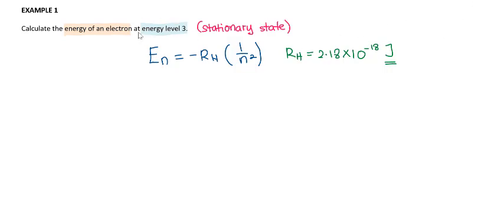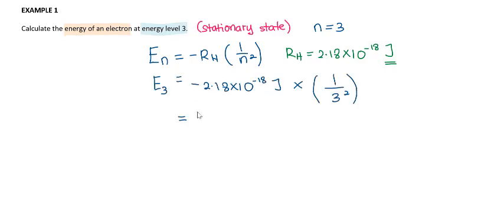Since the question asks you to find the energy of the electron at level 3, n is equal to 3. Substitute everything into this formula, and then press your calculator, you will get negative 2.42 times 10 to the power of minus 19 joules. So this value is fixed. If the electron is at the energy level 3, it will have this energy. It does not change.